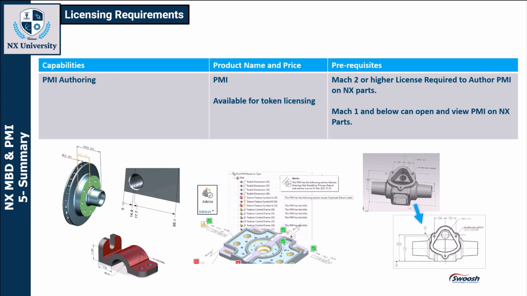If a user does not have access to a license with PMI authoring on it, they can still open up that part file. They can still interact with the PMI on there, and they can still interrogate that PMI information. They can create drawings and inherit the PMI from the model into a drawing view as well. But if you want to author this PMI on your parts, you do have to have the PMI licensing on your licensing setup. Prerequisites here: a Mach 2 or higher license is required to author the PMI on your NX parts. A Mach 1 and below can open and view the PMI on those NX parts, and you can also create drawing views and inherit the PMI from the existing model as well.